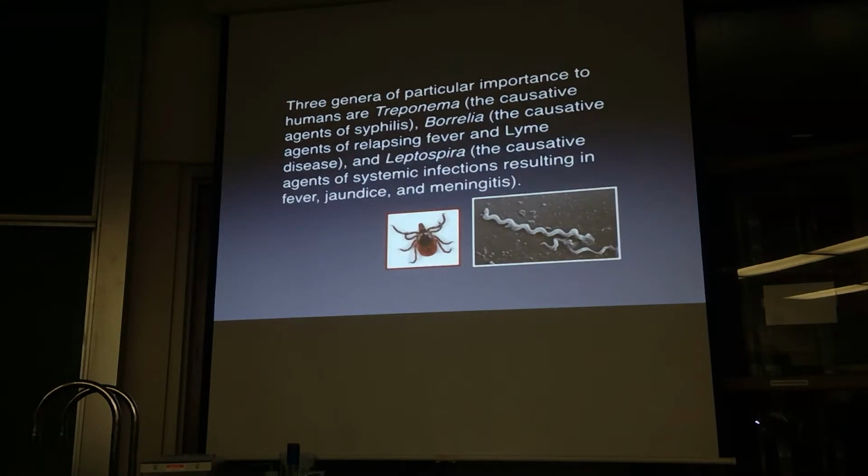And there are some significant pathogens in this group. So Treponema pallidum, causative agent of syphilis, Borrelia, there's Borrelia burgdorferi, and now there have been other species of Borrelia that have been discovered that cause Lyme disease, and Leptospira. Some of these are tick transmitted, but I don't believe all of them are. I don't think Leptospira has to be vector transmitted.